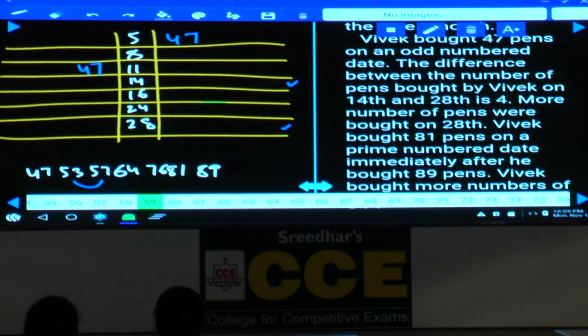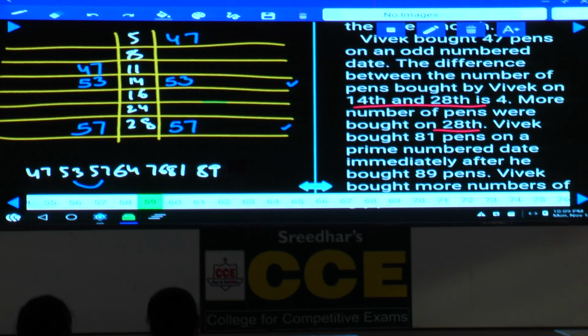With 53 and 57 in any order, the difference between the number of pens bought by Vivek on 14th and 28th is 4. More pens were bought on 28th, which means this must be 57 and this is 53. So 14th is 53, and 57 is on 28th. Are you following this or not?